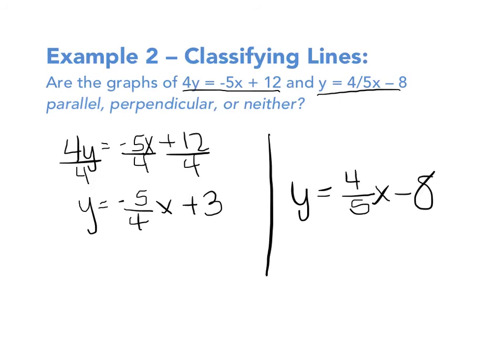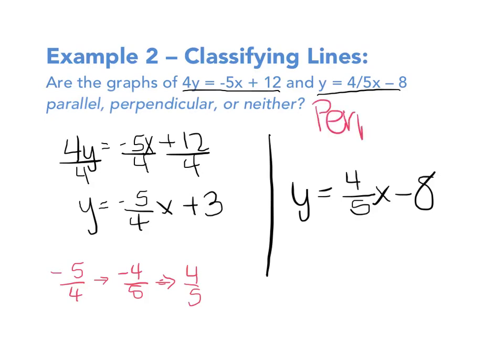So let's look at the slopes. Well, they're not the same, so they're definitely not parallel. But they are opposite reciprocals, negative 5/4 and 4/5. If I take the opposite reciprocal of negative 5/4, it would flip to negative 4/5, and then we take the opposite sign, making it positive 4/5. So what they are is perpendicular.